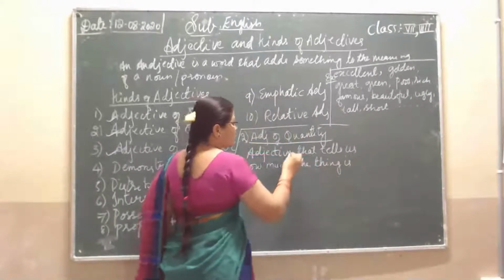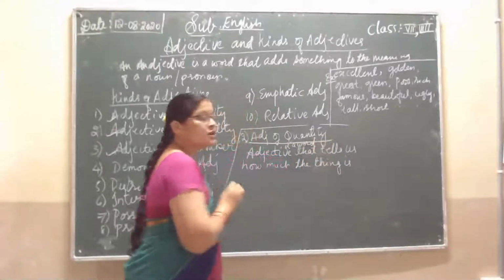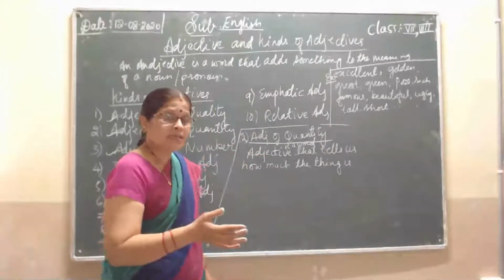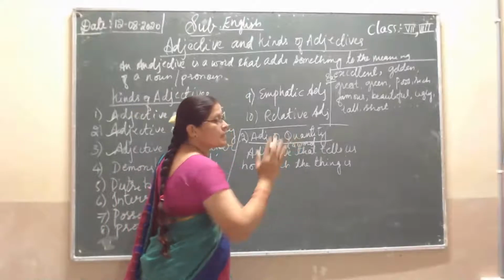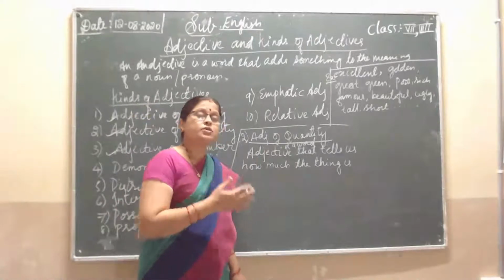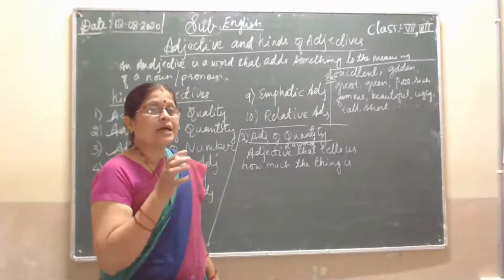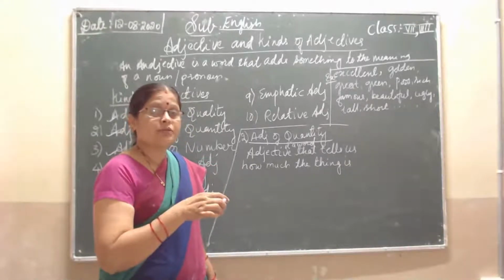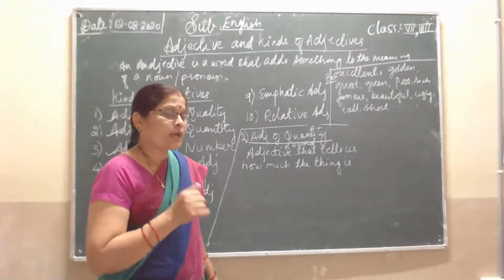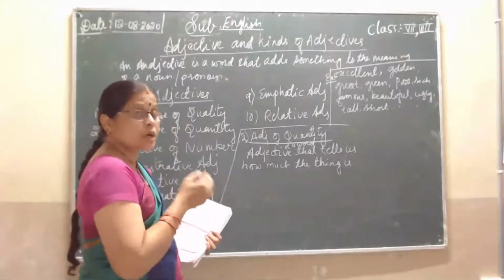Here adjective is a word that tells us how much the thing is. That is, what is the weight or the quantity of the thing. Such words can be called adjectives of quantity. The words which give the answer for the question how much. When you ask the question how much, then that particular word is an adjective of the quantity here. So we will see some examples of adjectives of quantity also.